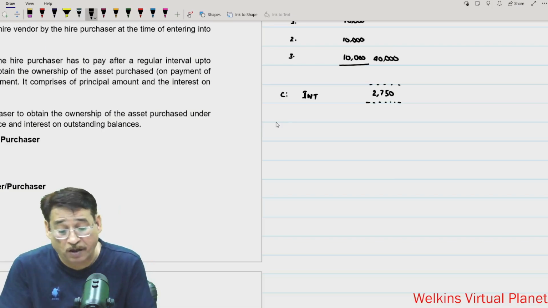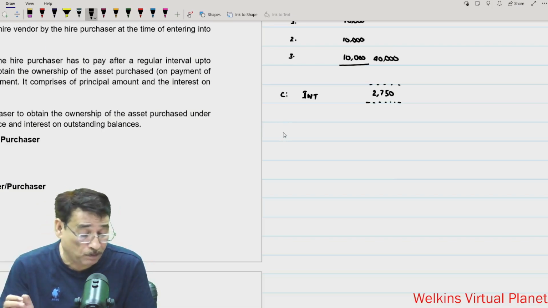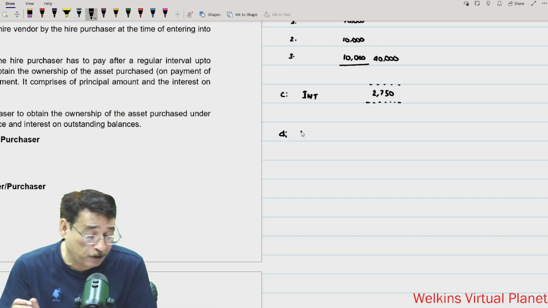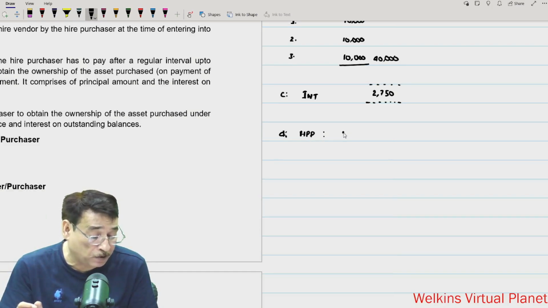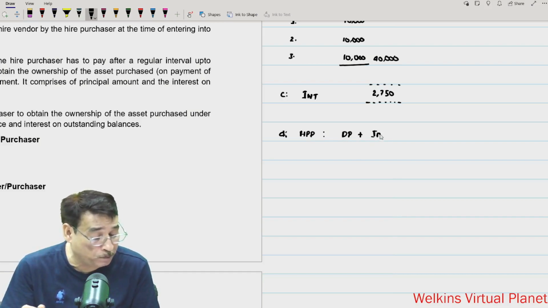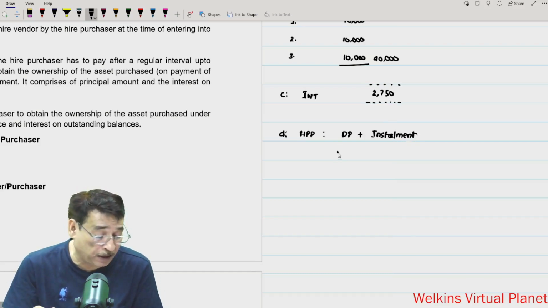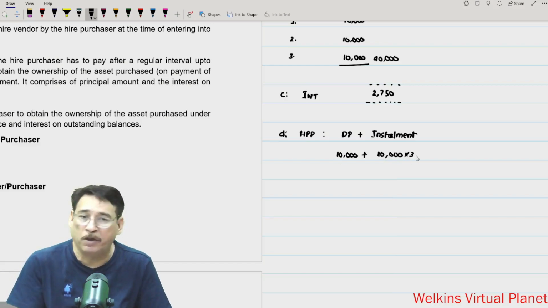Now you need to understand one important point here also. Just a moment ago, I told you what is hire purchase price. The hire purchase price basically means down payment plus total installment amount. For example, down payment is 10,000, and total installment amount is 10,000 into 3 because I am paying 3 installments. So that will be equal to 40,000. That is hire purchase price.